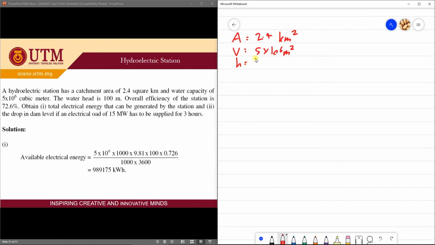Water head is 100 meter. The overall efficiency of the station is 72.6%. So question one is the total energy that can be generated by the station. For question one, calculate the energy that can be generated by the station.